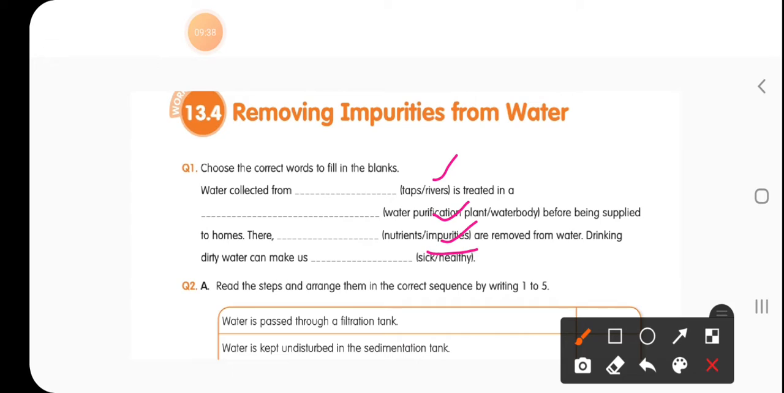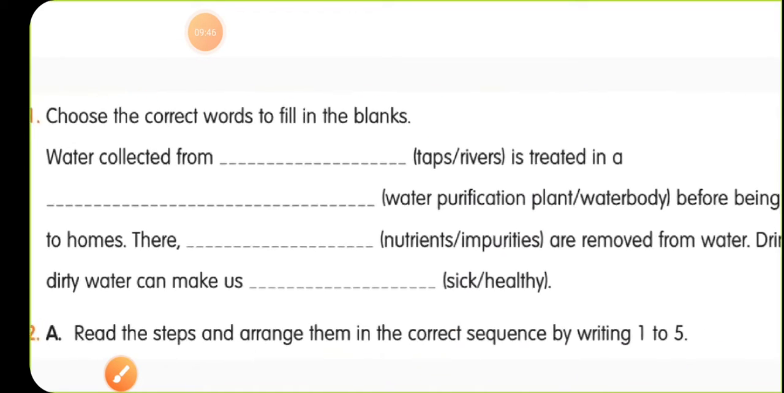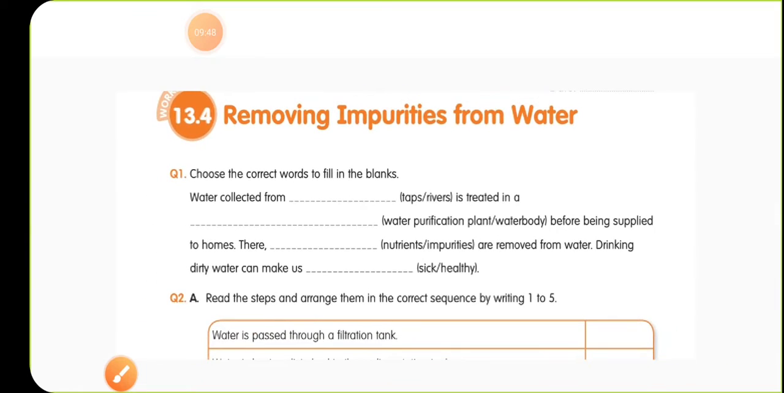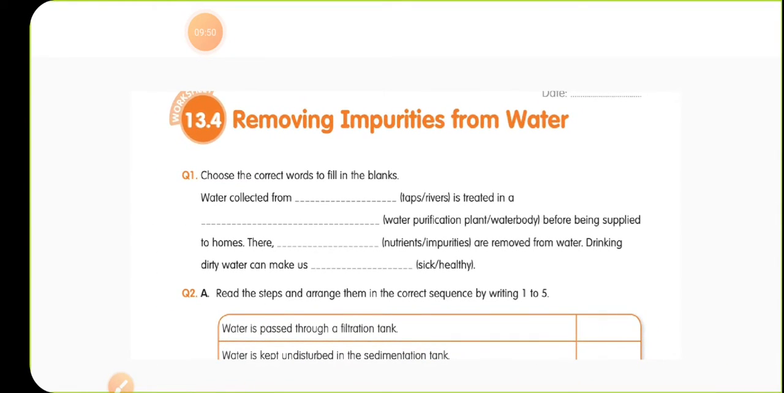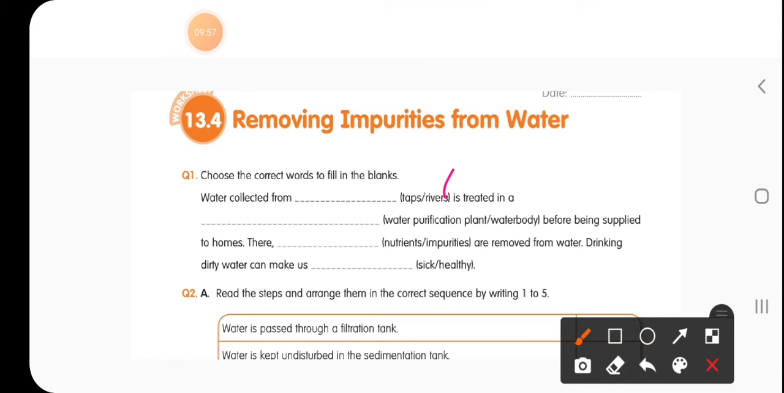Drinking dirty water can even make us sick. Okay, let us check this one. Water is collected from the rivers, and it is treated in water purification tanks before being supplied to homes. Therefore, impurities are removed from water. Drinking dirty water can make us sick.